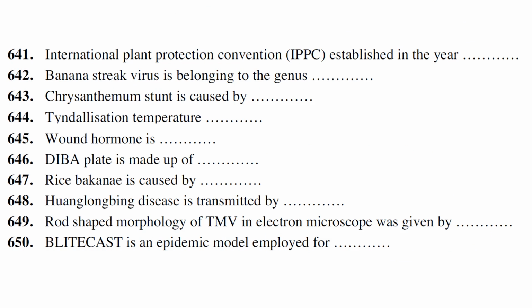The International Plant Protection Convention, IPPC, was established in the year 1952 in Rome, Italy. Banana streak virus belongs to the genus Badnavirus. Chrysanthemum stunt is caused by a viroid, and it is also reported to be the largest viroid, containing 401 nucleotides. Chrysanthemum chlorotic mottle actually, okay.